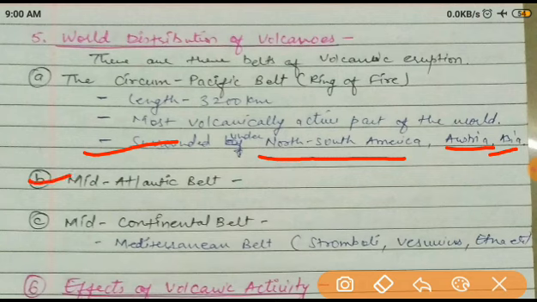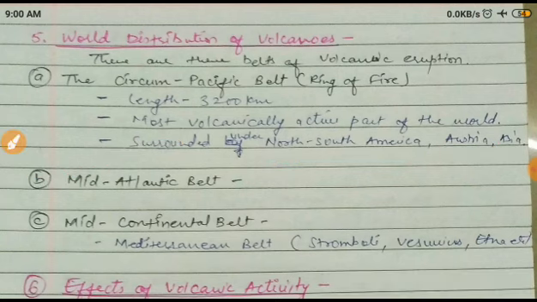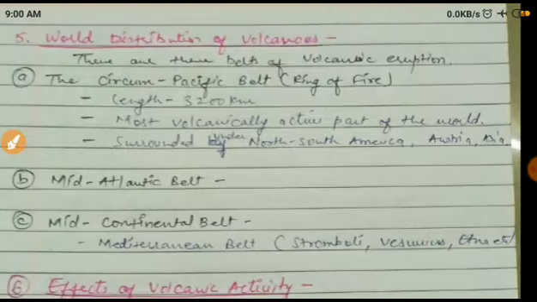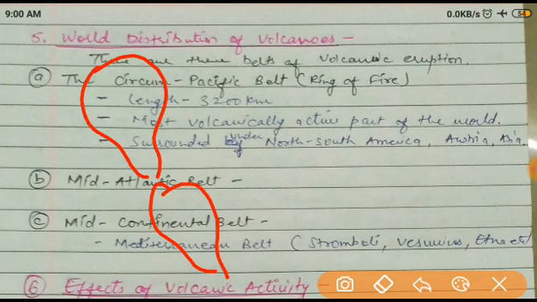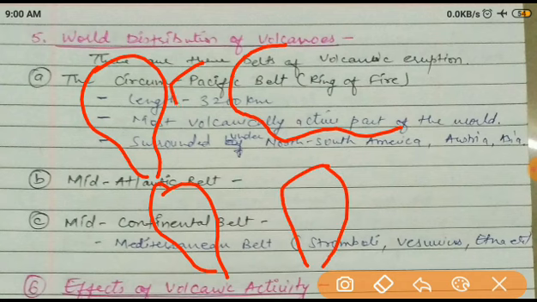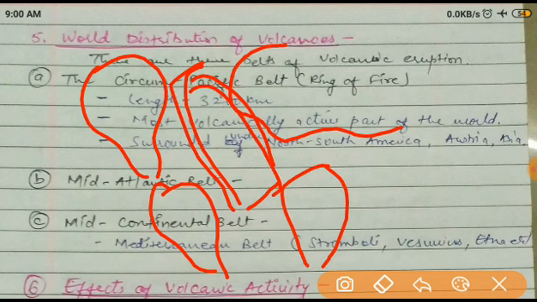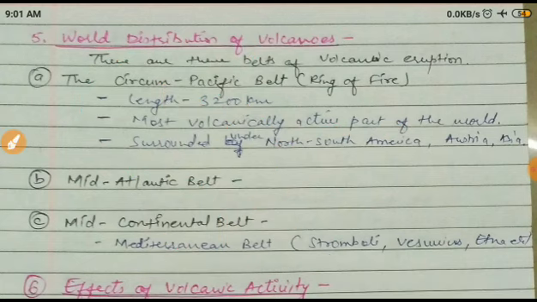Second one is the mid-Atlantic belt. Now see, this is the mid-Atlantic belt. It means this is North America, this is South America, here there is Europe, and here it is Africa. So this region, this Atlantic Ocean, is the mid-Atlantic belt. You can also see there are some volcanoes very near to this area.